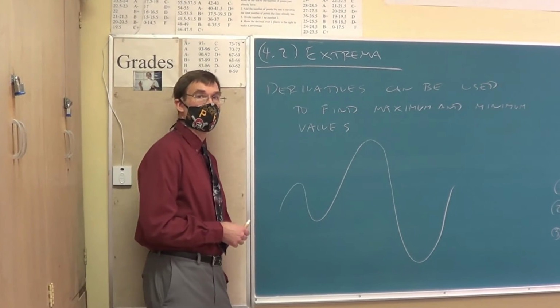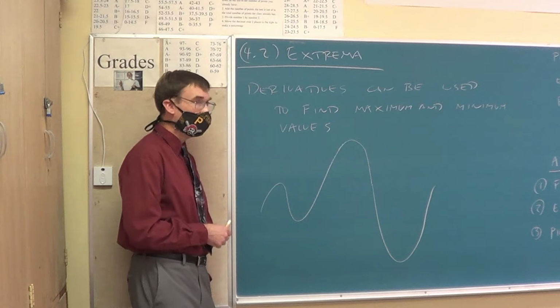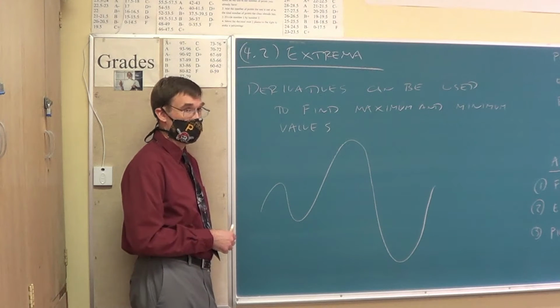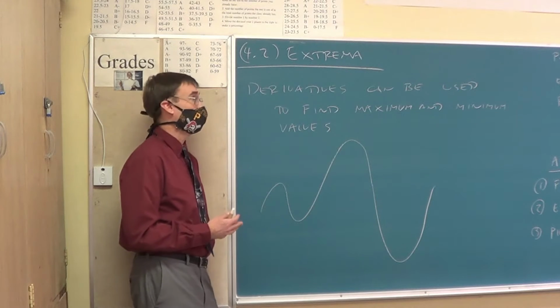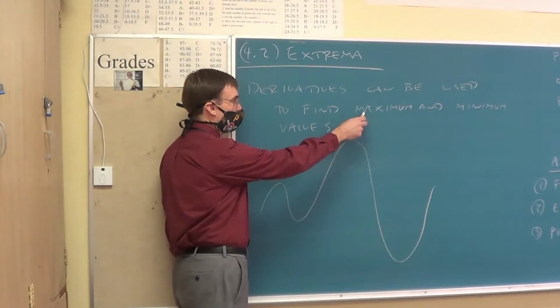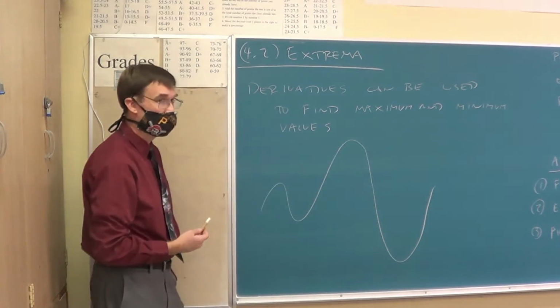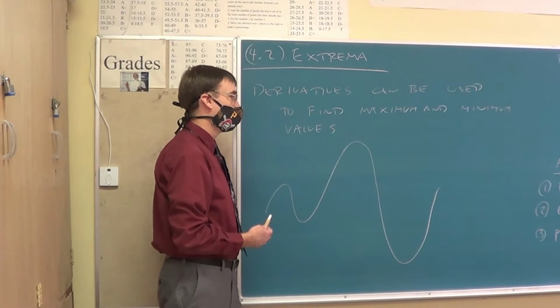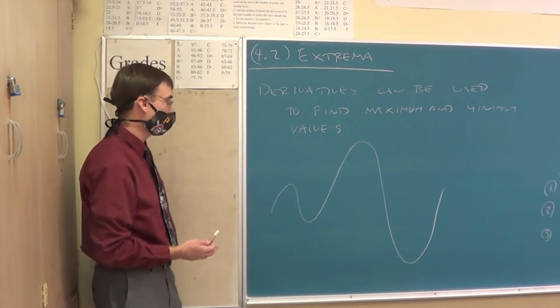So 4.2 is about a thing called extrema, which is the plural for the word extreme. So an extreme means you're either really high or really low. Okay, so what we're going to do is use derivatives to figure out maximum values and minimum values of math functions. This doesn't really involve graphing per se, but a graph can be helpful to understand what's going on.